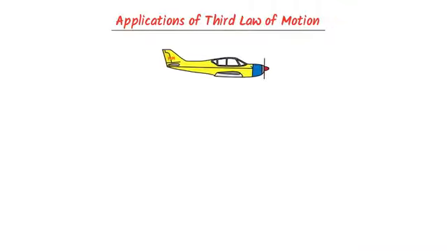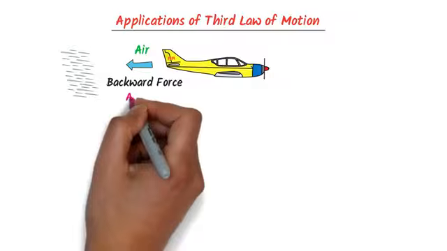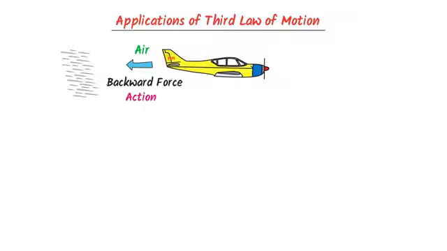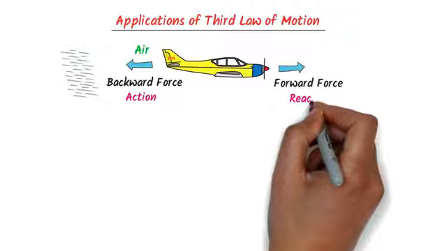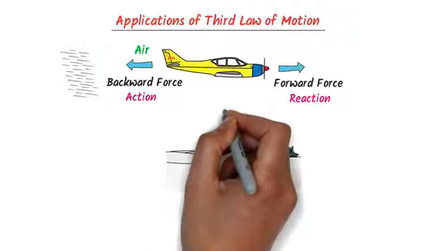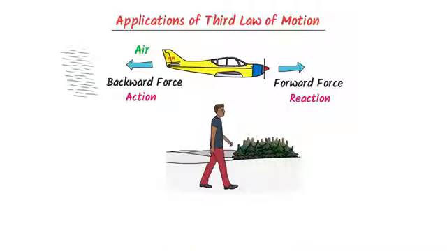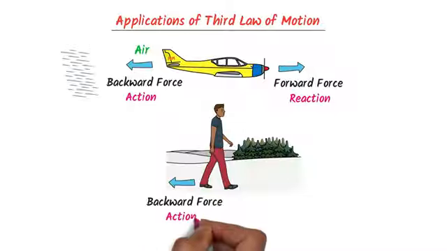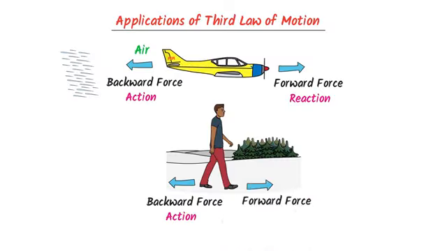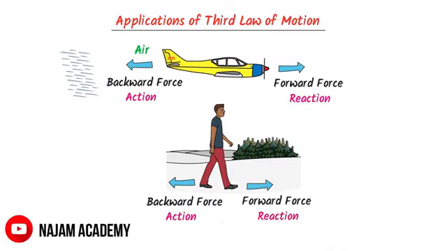Consider a moving airplane. We know that the engine of the airplane forces the air in the backward direction. This is the action. As a result of this action, the airplane will move in the forward direction, which is the reaction. Secondly, when we walk on the ground, our foot exerts a backward force on the ground, which is the action. As a result, the ground exerts an equal force on our body in the forward direction, which is the reaction.